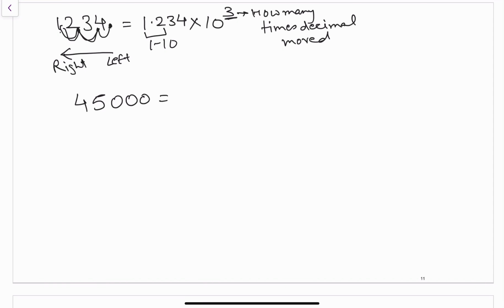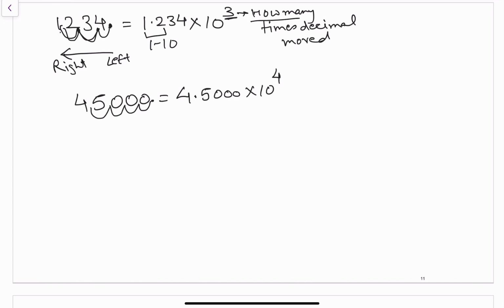How are you going to convert this into scientific notation? We don't have any decimal, so we assume a decimal at the last digit of the number, and let's see how many times we have to move it to place the decimal between 4 and 5. 1, 2, 3, 4. So the number will be 4.5000 times 10 to the power of how many times you moved that decimal. 1, 2, 3, 4. So you have to write 4 on the top of the 10.